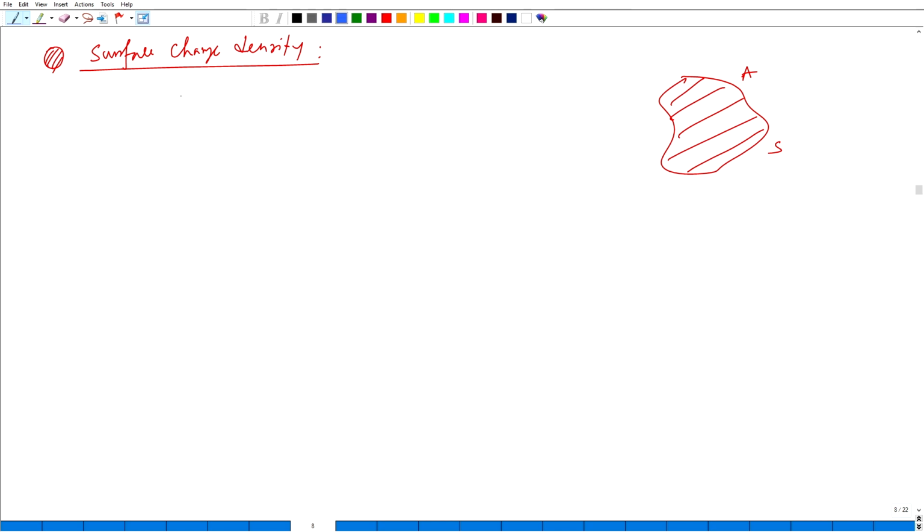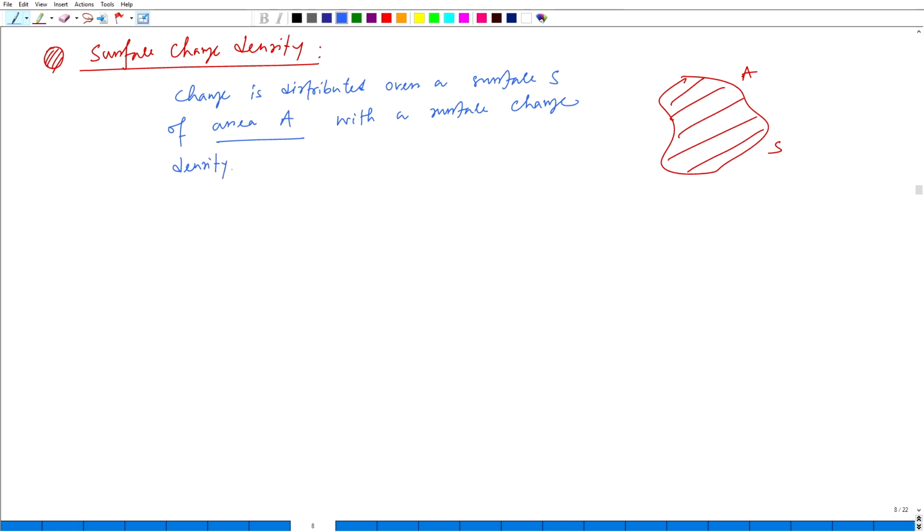So, charge is distributed over a surface S of area A. With a surface charge density, sigma, right. So, it denotes the surface charge density is sigma.